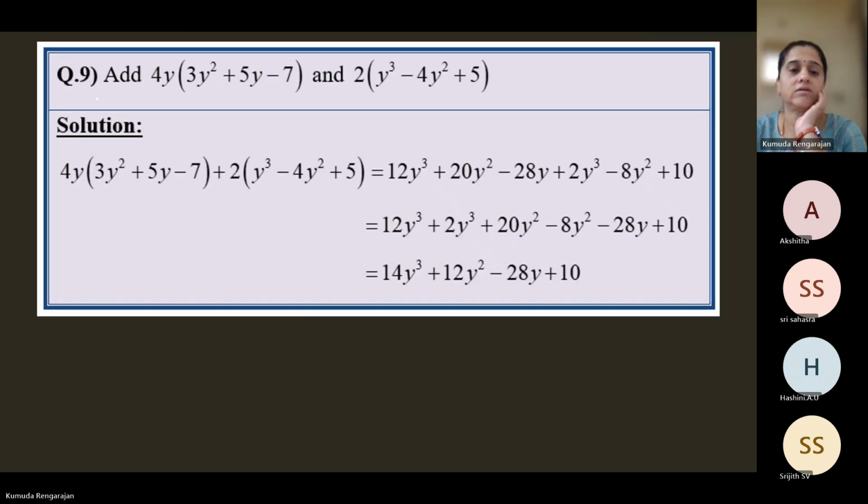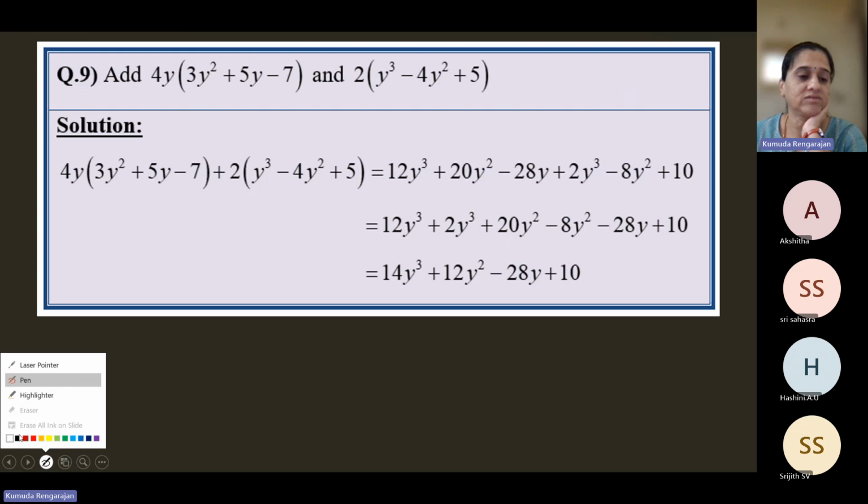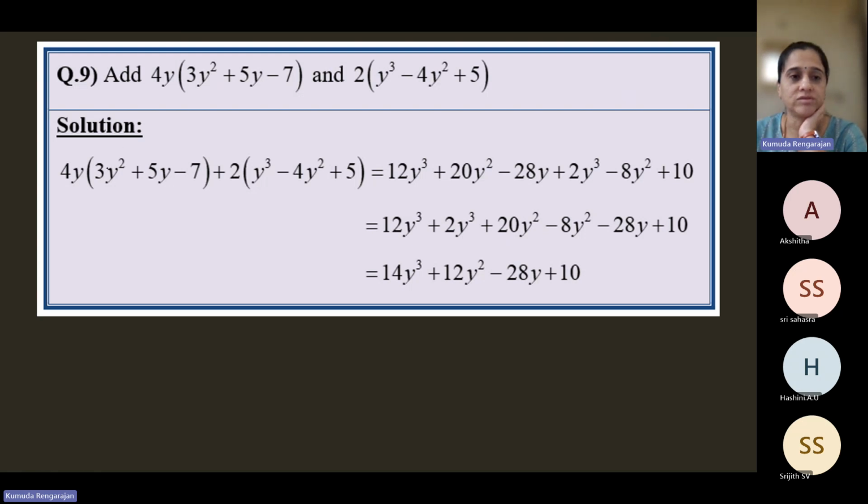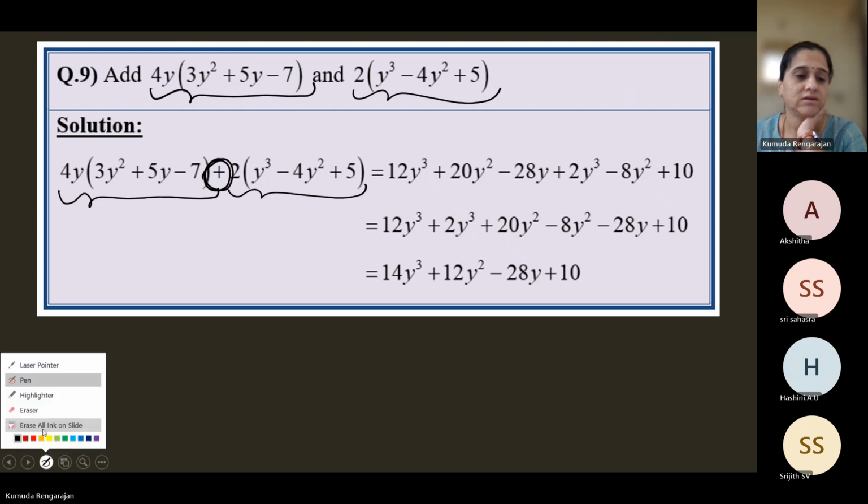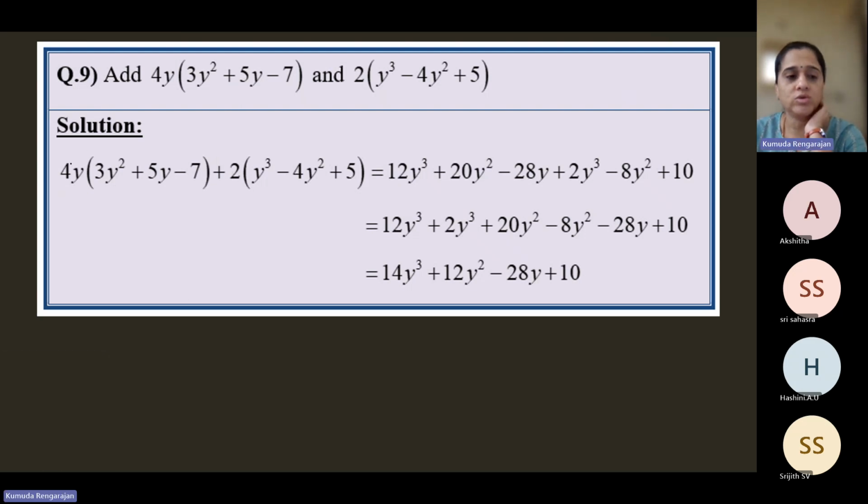Those who need help can just listen. So this is the question. Add these two expressions, add this one and this one. The first step: this is the first expression, this is the second expression, connected with the plus sign because it's add. Now you need to multiply 4y with every term inside the bracket. Multiply 4y with every term inside the bracket.